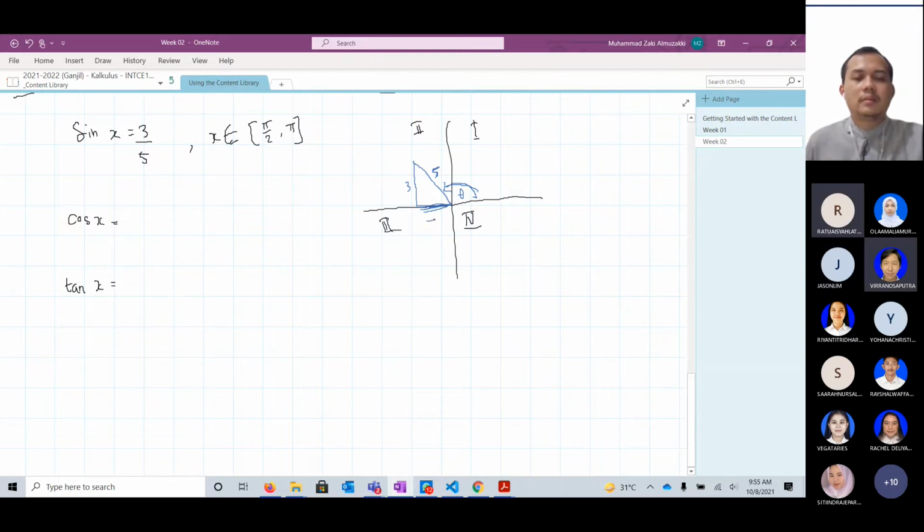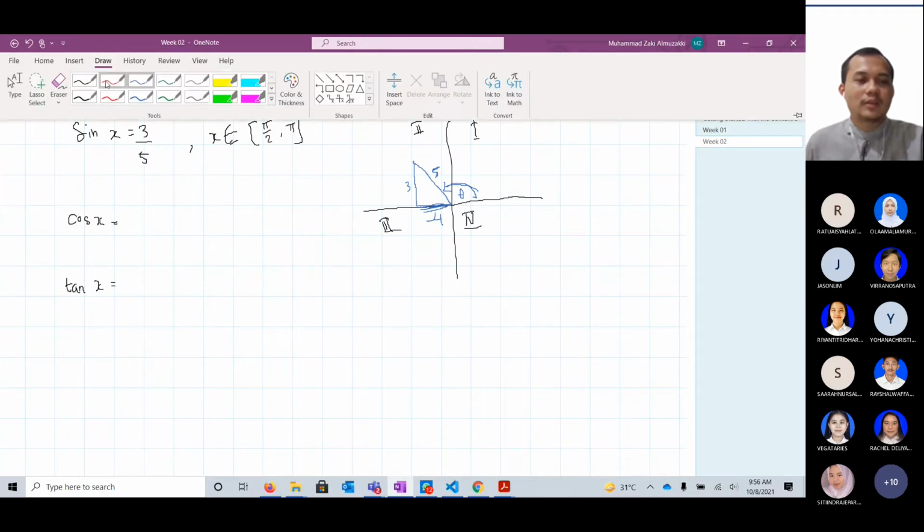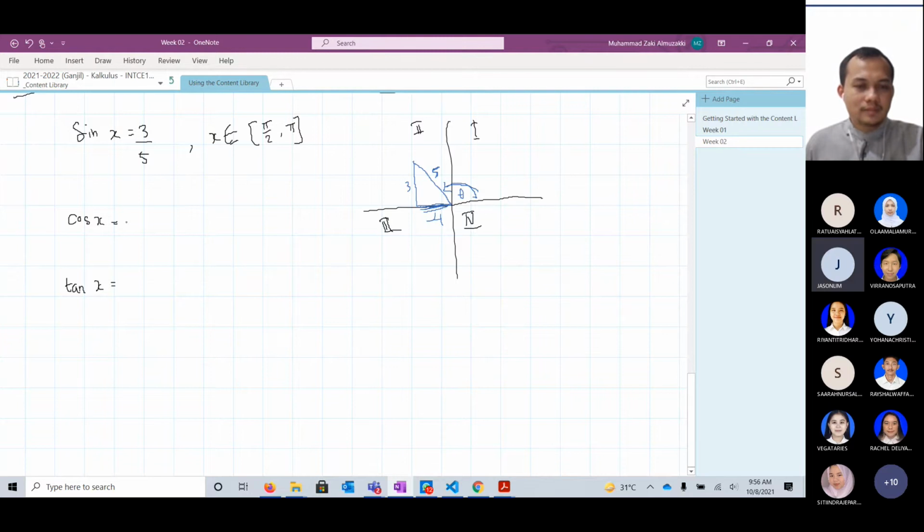Then what is the value of this horizontal line in this case? -4. Why? Because we go to the left of the half plane. So it is not 4, but -4. In this case, what is the value of cosine x? -4/5. And what is the value of tangent of x? 3 over -4, so -3/4. Okay.